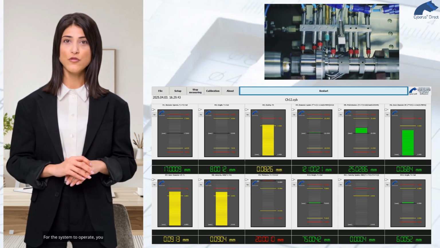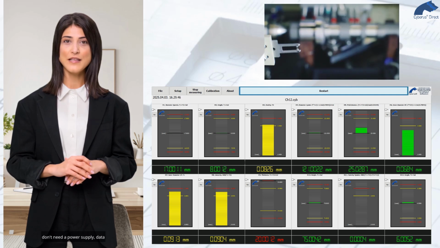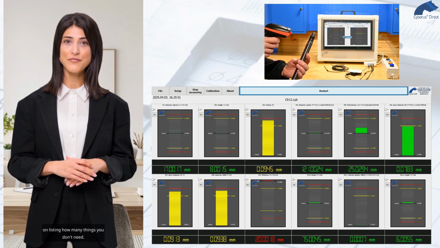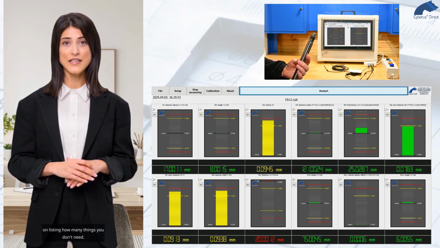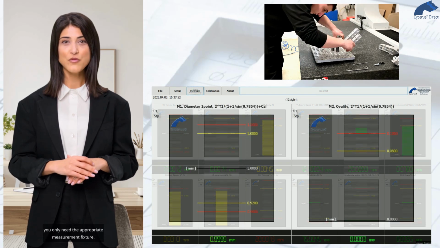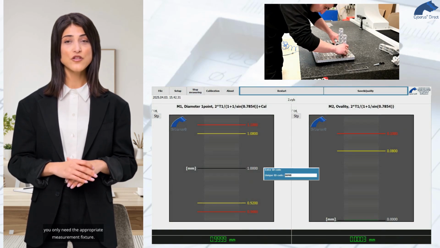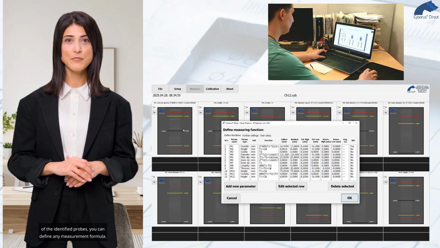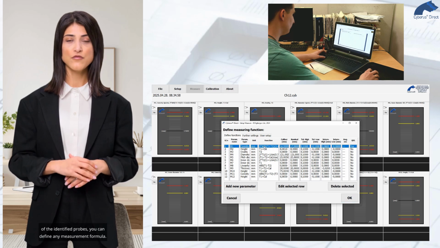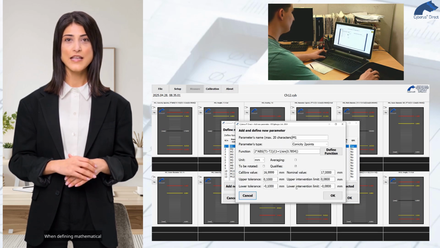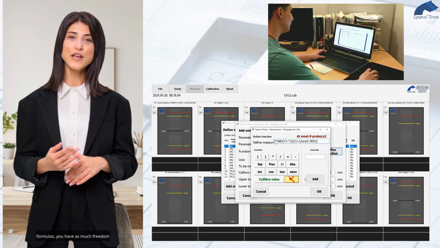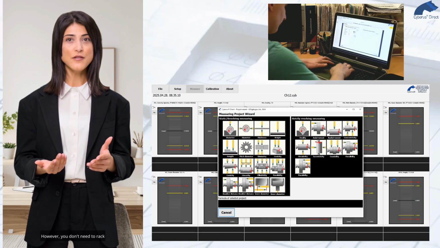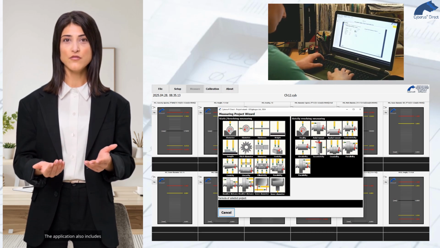For the system to operate, you don't need a power supply, data acquisition interface, control cabinet, DIN rail, and I could go on listing how many things you don't need. In fact, besides Cyberus Direct, you only need the appropriate measurement fixture. With any mathematical combination of the identified probes, you can define any measurement formula. When defining mathematical formulas, you have as much freedom as if you were writing formulas in an Excel spreadsheet. However, you don't need to rack your brains over mathematical formulas.